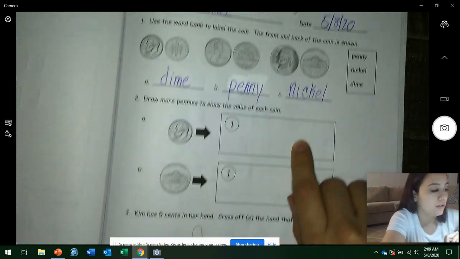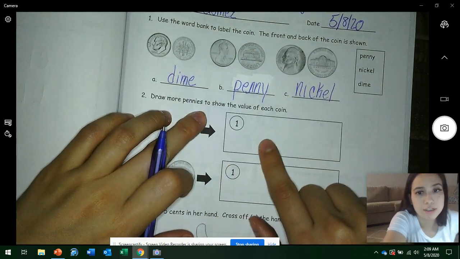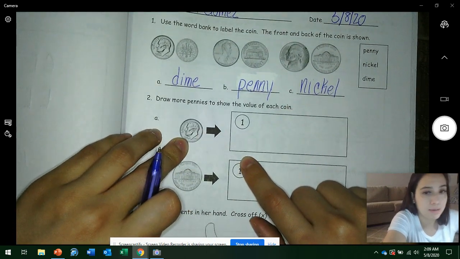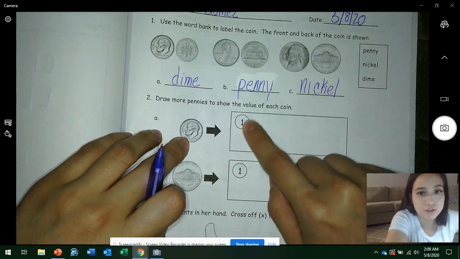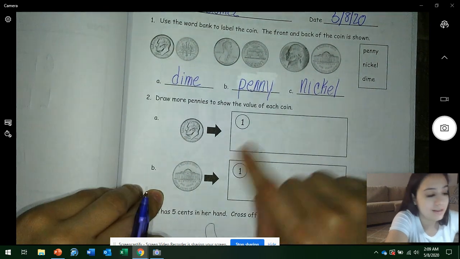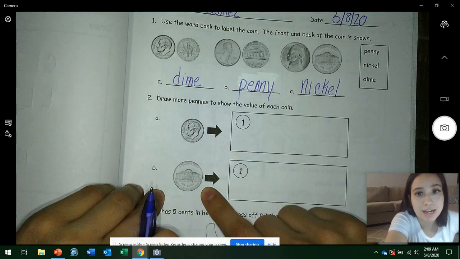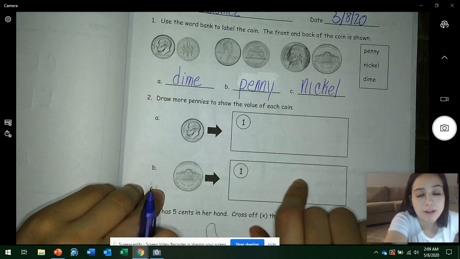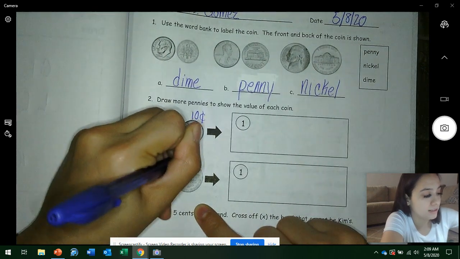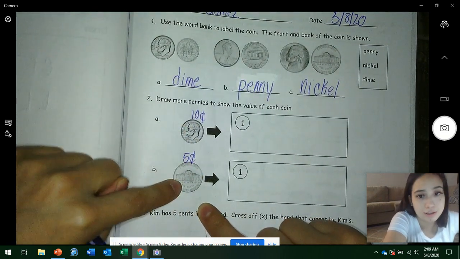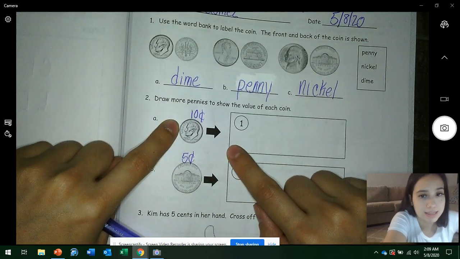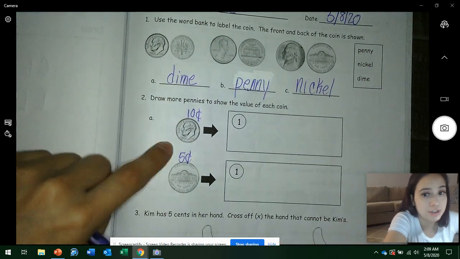Very good. So in number 2, it says you're going to draw more pennies to show the value of each coin. So here, this is a dime, and a dime is worth 10 cents. So you're going to draw pennies to show 10 cents, but you're using pennies. And this is a nickel, and a nickel's worth 5 cents. So you're going to draw pennies to show 5 cents. So go ahead and put 10 cents at the top and 5 cents at the bottom, so you know that is the value of each coin. And then you're going to use pennies to equal the same value. Okay? And that's what you're going to do for number 2.